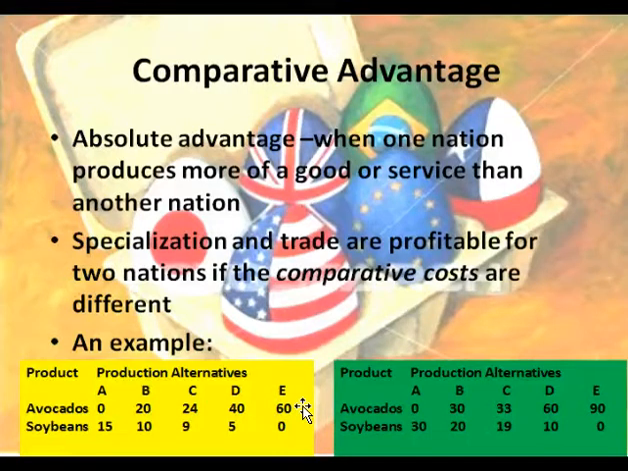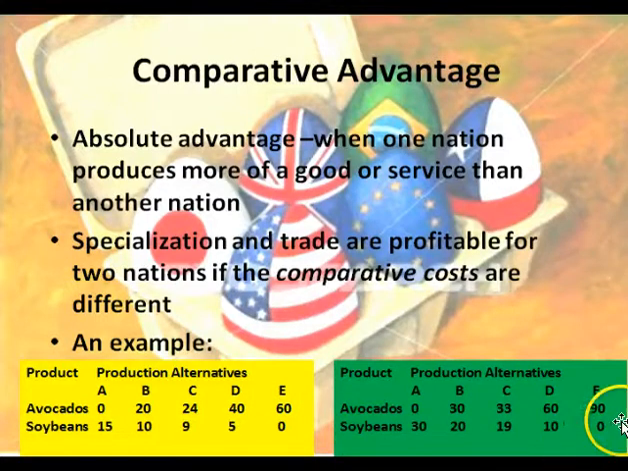So if 1 ton of soybeans costs 4 tons of avocados, we want to figure out how much soybeans are cost by the production of 1 ton of avocados. So we divide everything by 4. We get 1 ton of avocados costs 1/4 a ton of soybeans. So it seems like Mexico should probably produce avocados, but we have to go look at the production possibilities in the United States.